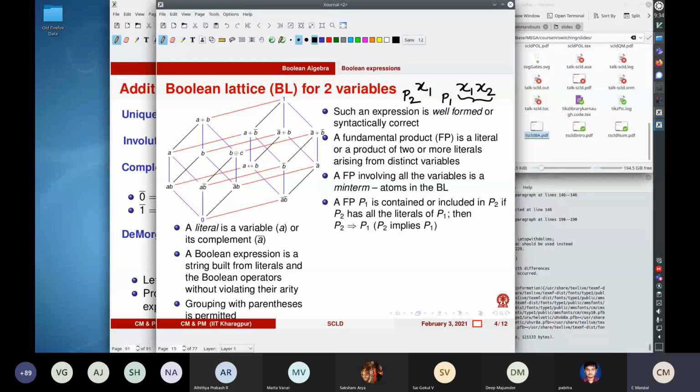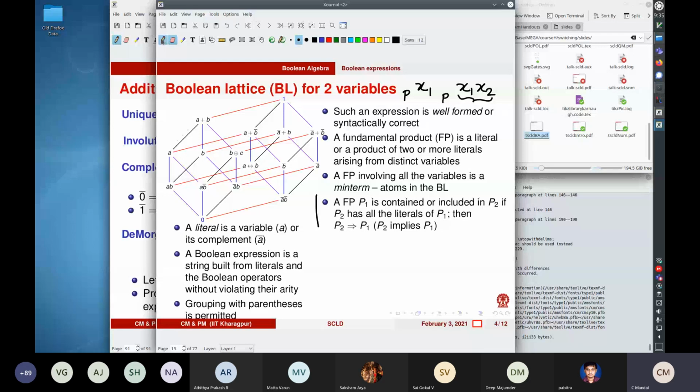So P2 has all the literals of P1. One second, sorry. P1 is contained or included in P2 if P2 has all the literals of P1. No, I think I need to check this. There may be a mistake. Actually, it is the other way around. I think there might be a mistake here.